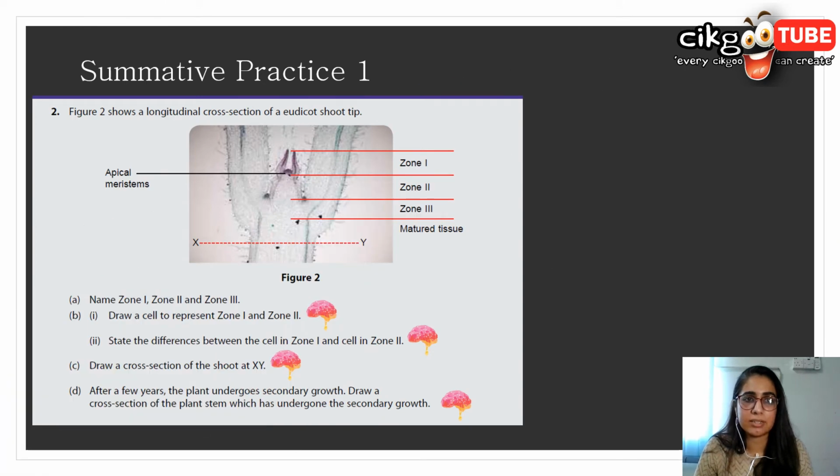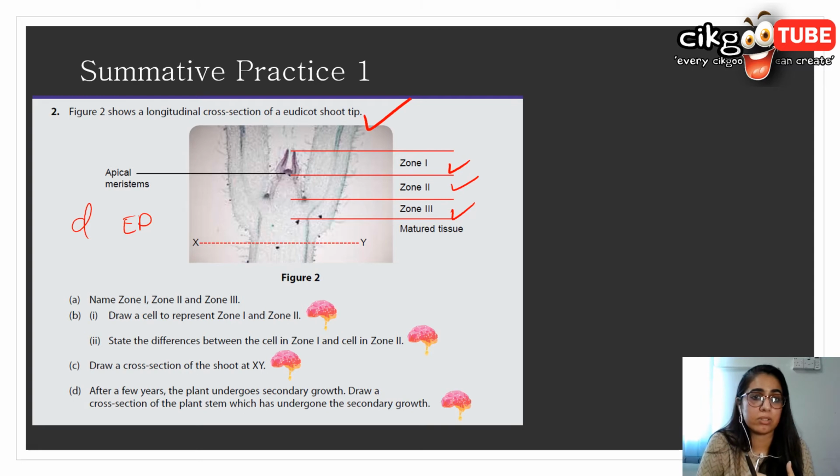Okay, done. Now, this is a question from summative practice 1. This is a longitudinal cross section of the shoot tip. Here they say shoot tip. If you look at this, it looks like a devil. This is definitely the shoot tip. Now name zone 1, 2, and 3. So we have zone 1, zone 2, and zone 3. So what is it? Zone 1 will be the, remember, divided, D, E, D, divide. So what is that zone? Now, what is the difference between zone 1 and zone 2?